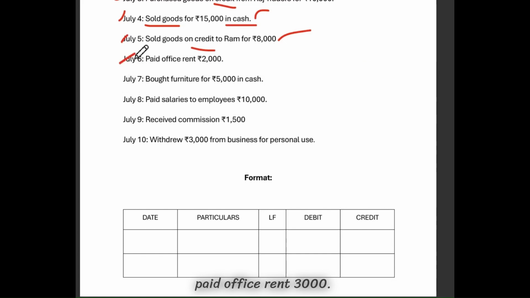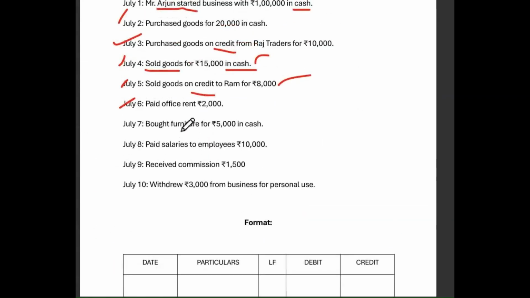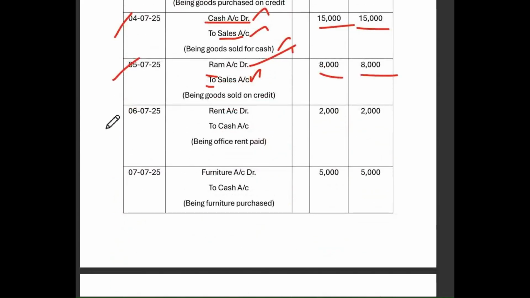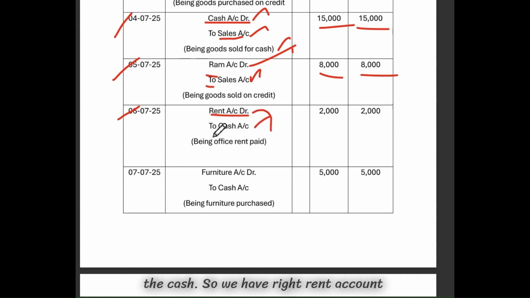Paid office rent 2,000. Here we have paid office rent rupees 2,000. We have a rent account, and in this transaction the rent account is debit and we pay the rent using cash. So we write rent account debit to cash account. Here rent is on the debit side because we have to pay the rent, and the cash goes to the house owner. So cash is a credit account and the respective amounts are given. The narration is written as office rent paid.